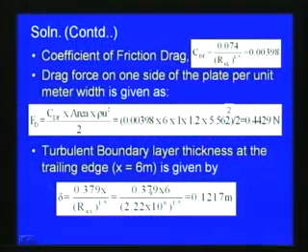Delta is equal to 0.379 x divided by Rex to the power 1 by 5. So, here that is equal to 0.379 into 6 divided by 2.22 into 10 to the power 6, to the power 1 by 5. So, we get the boundary layer thickness as 0.1217 meter. So, this is a simple example.